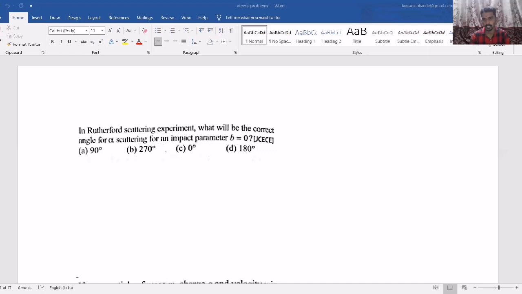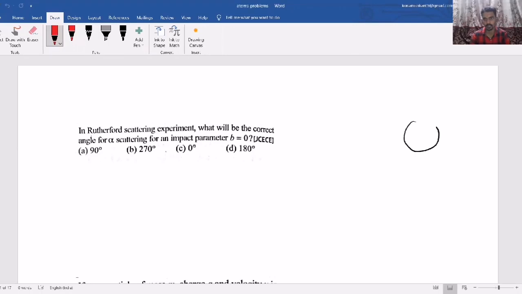See here, what the impact parameter is: when you consider the gold foil, and consider one of the gold atoms, one central line will be there which is passing through the center. Now if an alpha particle is sent along this line, it will reflect back such that the deviation is 180 degrees.